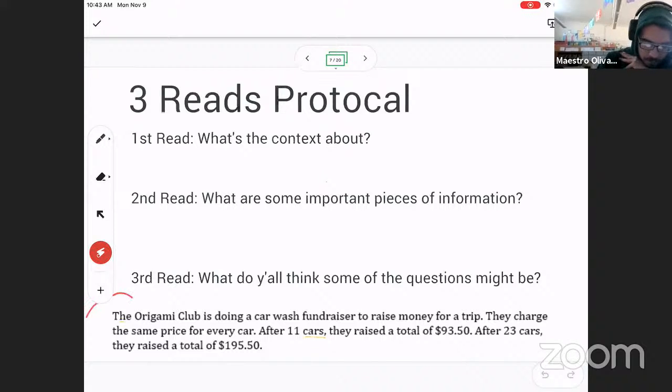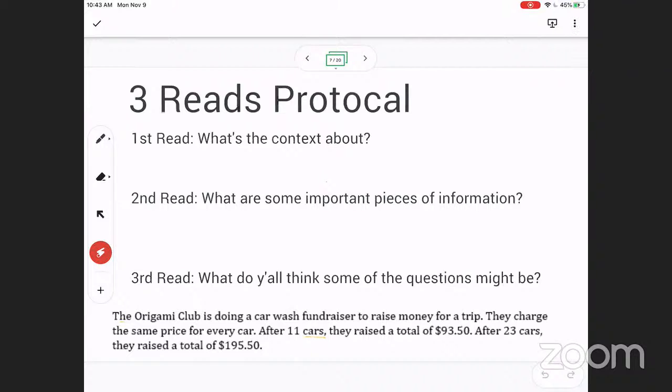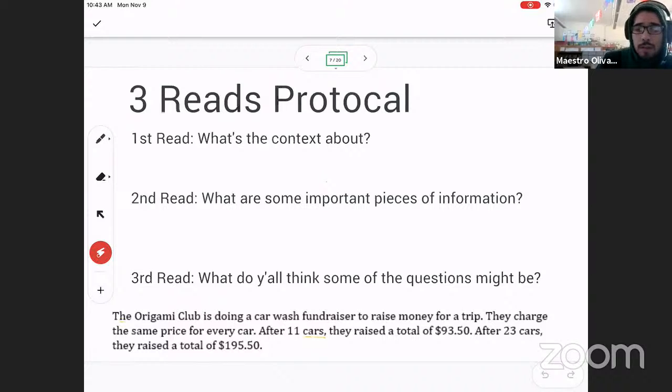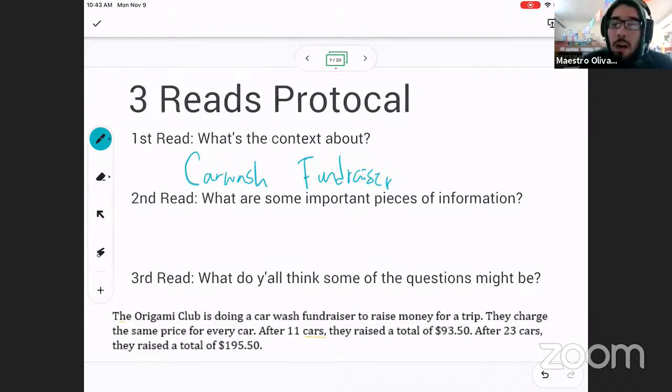Fatima, you heard what Christian said. He read the problem. What is this problem about? What's happening in the problem? A car wash fundraiser to raise money for a trip. A car wash fundraiser, right? Thank you so much. So we know the problem is about a car wash. Car wash fundraiser.